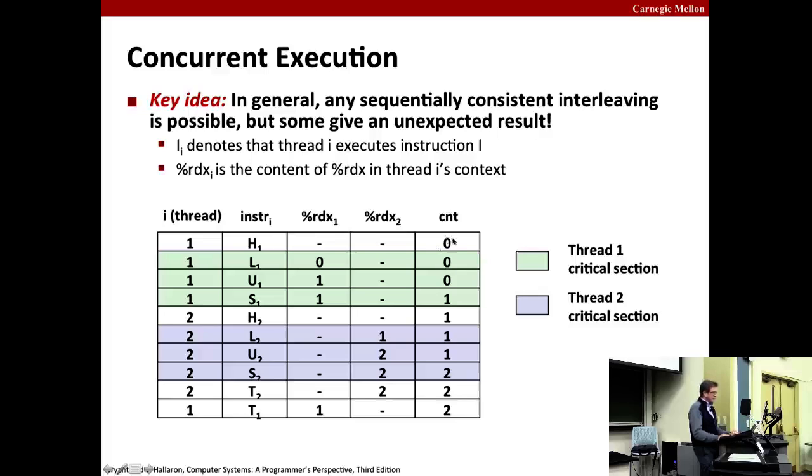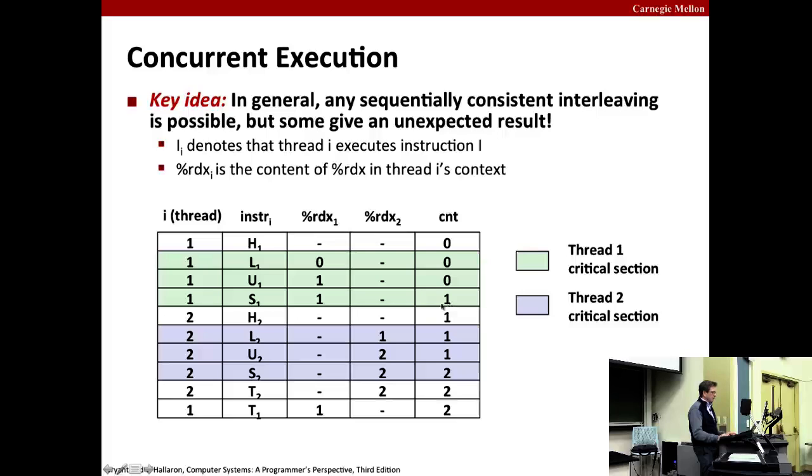So let's start executing. Initially, count is equal to 0. And the kernel schedules thread 1, so it executes H_1. That has no impact on count. Then thread 1 loads the value of count into its copy of RDX, updates it, so now RDX is equal to 1, and then stores that value in RDX back to count. So now count is equal to 1.